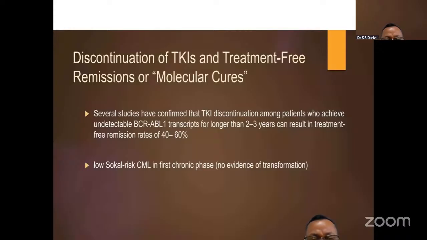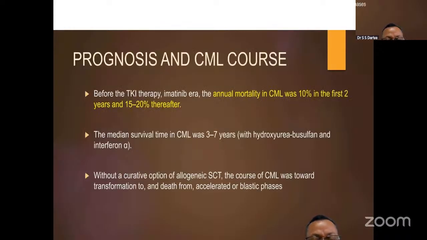can discontinue the TKIs. The prognosis before TKI therapy: annual mortality was about 10% in the first 2 years, and then it increased to 15 to 20%. The median survival time in CML was 3 to 7 years. Without a curative option of allogeneic stem cell transplant, the course of CML was toward transformation to, and death from, the accelerated or blast phase. But after the TKI, now the prognosis is good and the course of CML is very good.